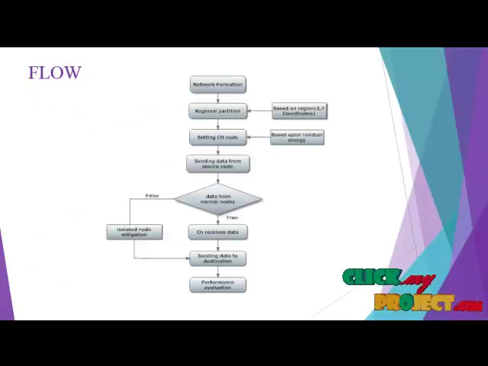Let us see the flow of our project. First, the network is formed, then regional partitioning is done based on the XY coordinate values. Then we elect the CH node based upon the residual energy. The node which has the highest energy is taken as the CH node, and the information is transferred from source to destination. If the data from the source is a normal node, it sends the data via the CH node. If false, we have to mitigate the isolated nodes and then transmit the information.